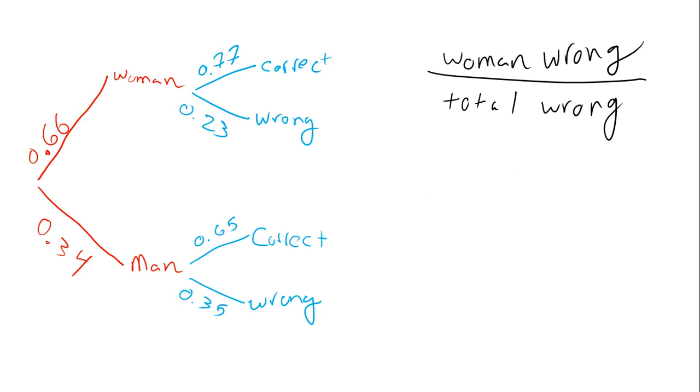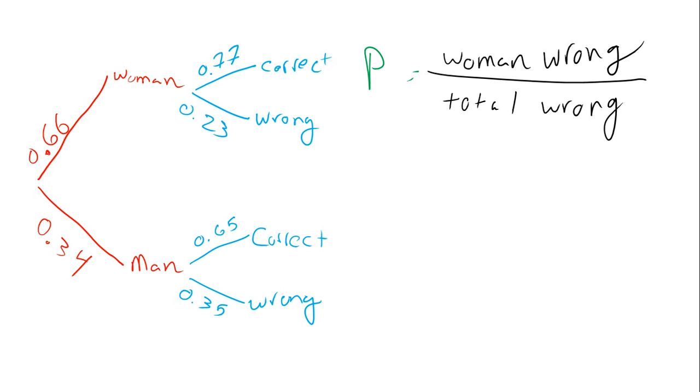Now, here's just a simple tree that was drawn. So 66% woman, correct 77, wrong 23. And then for man, 34% of the samples were men, and 65 right, 35 wrong. And what we have to do is assume that it's wrong because it was told to us that it was wrong. And so when we're trying to find our probability for this, we're going to do the percent that the female is wrong, and then divide that by the percentage that anything could be wrong. So we have to find, okay, what's the probability that out of all the samples it's a woman's sample and it's wrong.